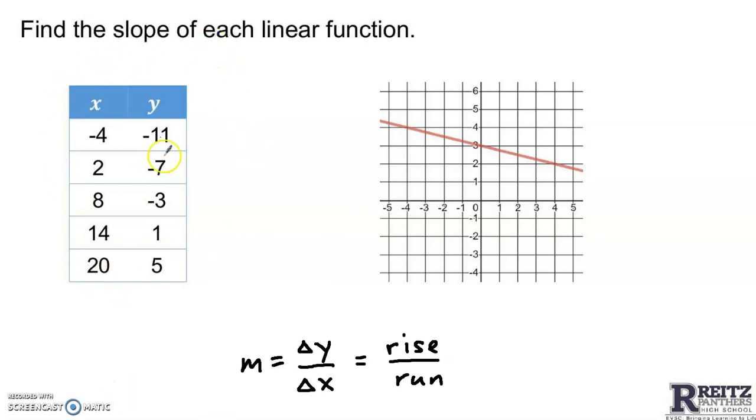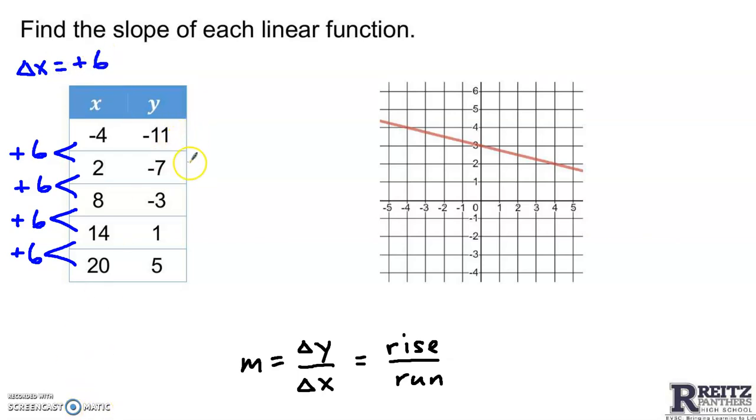This linear function here on the left is given in a table. So to find change in y and change in x, I think it might help to use another column of the table to find them. So what would I do to -4 to get 2? I think I'd add 6. Does that work for between 2 and 8? Yeah, 2 plus 6 is 8. Again, 8 plus 6 gives me 14. 14 plus 6 gives me 20. My change in x is 6.